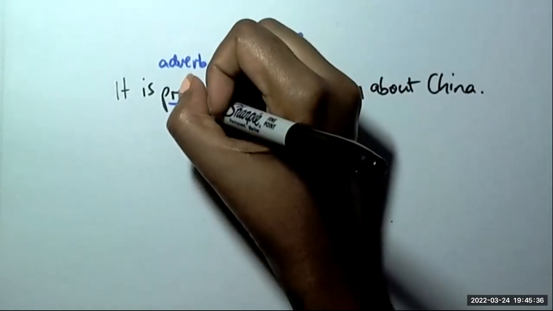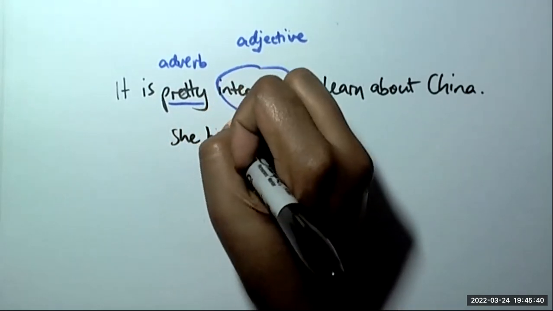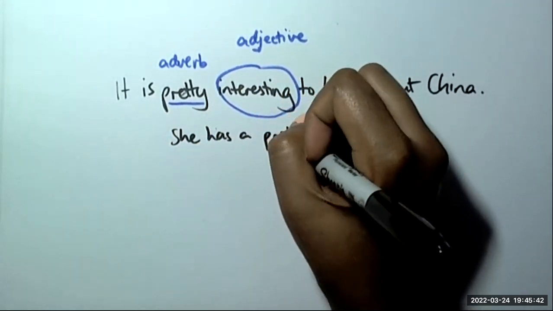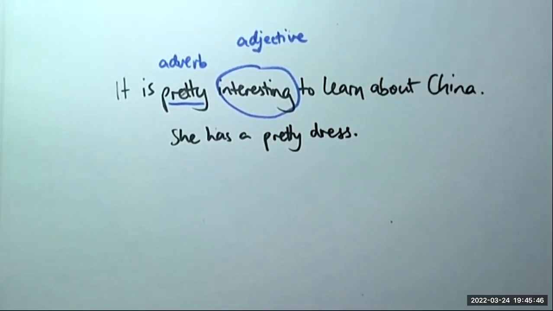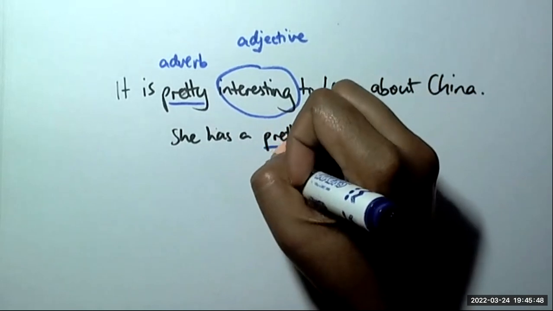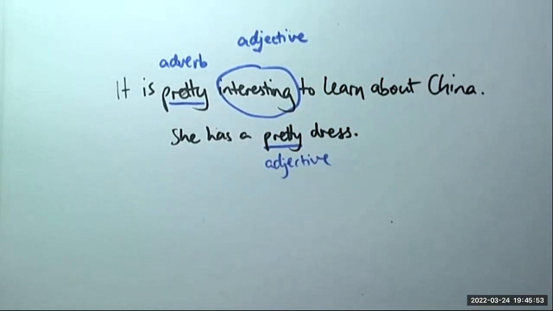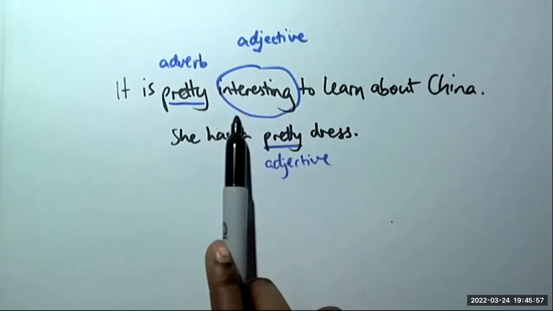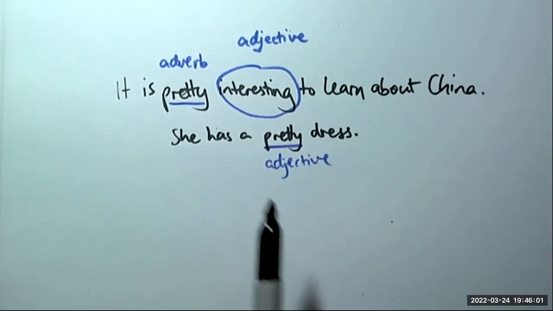And pretty can also be used as an adjective, right? So she has a pretty dress. We know that pretty is usually an adjective. But if it's being used like an adverb, it answers the question, how much or to what extent is it interesting to learn about China? And we say, well, it's pretty interesting.